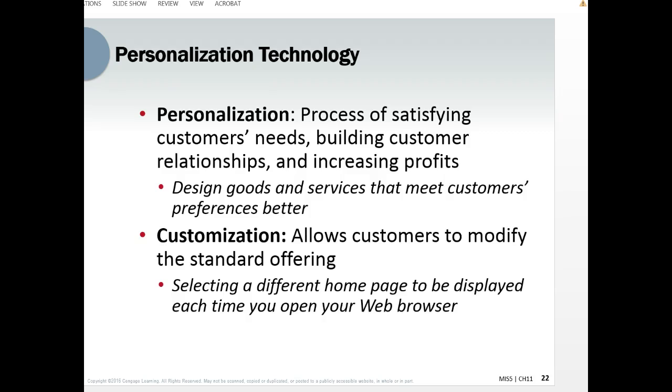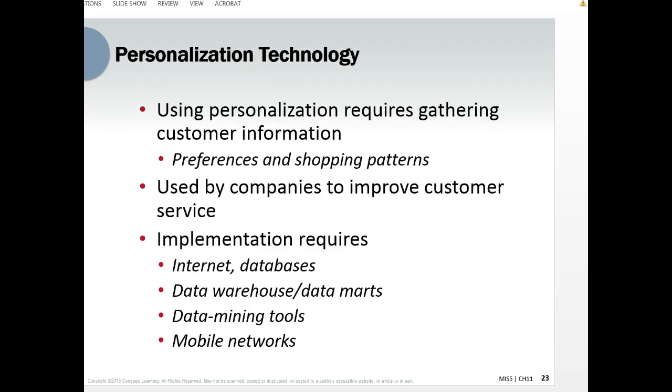on their website. Using personalization requires gathering a lot of information about the customer's preferences and shopping patterns. Some customers get impatient with answering long surveys about their preferences. Also, collecting this information might affect customers' sense of privacy as well. So to ease the concerns, companies should include clear privacy policies on their website stating how personal information is being collected and used.